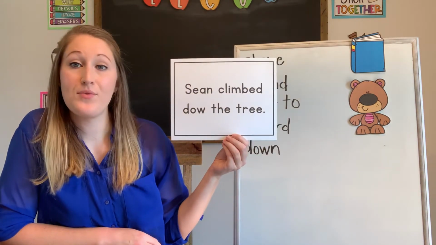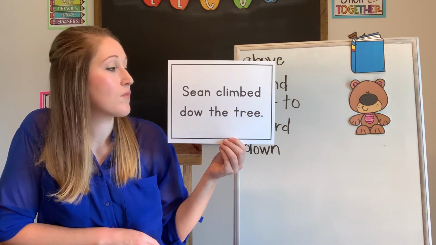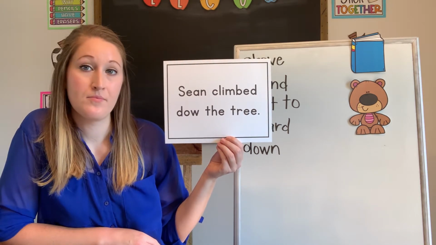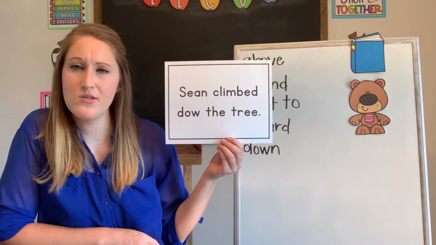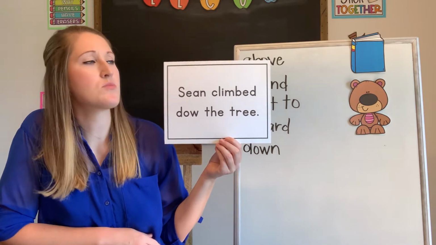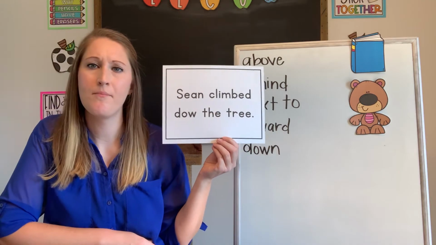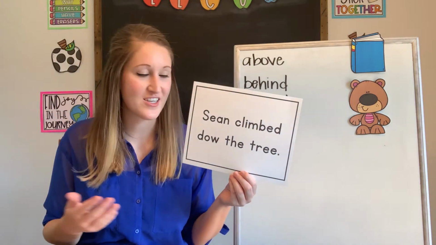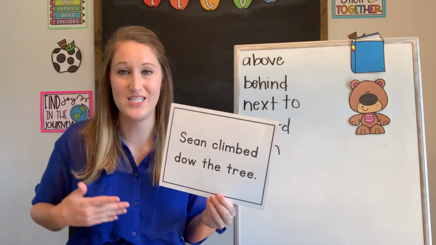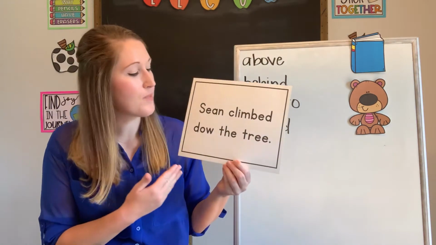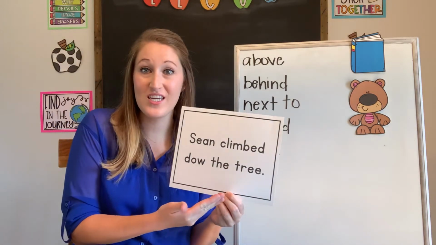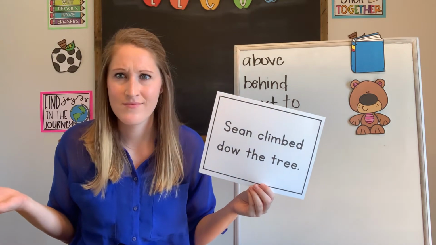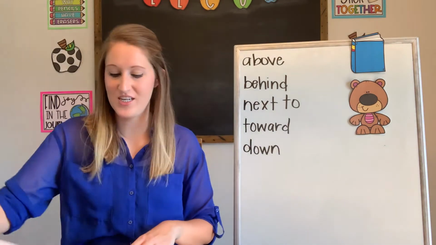Sean climbed down the tree. What did Sean do? He climbed, okay. Where did he climb? Good, he climbed down the tree. Very good. So we have down, that's our preposition. It's telling me where. My prepositional phrase, down the tree, gives me a little bit more information. Well, what did he climb down? He climbed down the tree. Very good.